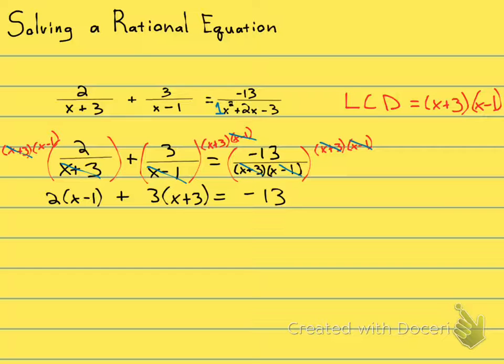Now it looks like a linear equation, so let me distribute. I'll have 2x minus 2 plus 3x plus 3 times 3 is 9 equals negative 13. Distribute, combine like terms. These two will go together. 2x plus 3x is 5x. These will go together, negative 2 plus 9. I don't have to move them to different sides. They're on the same side.